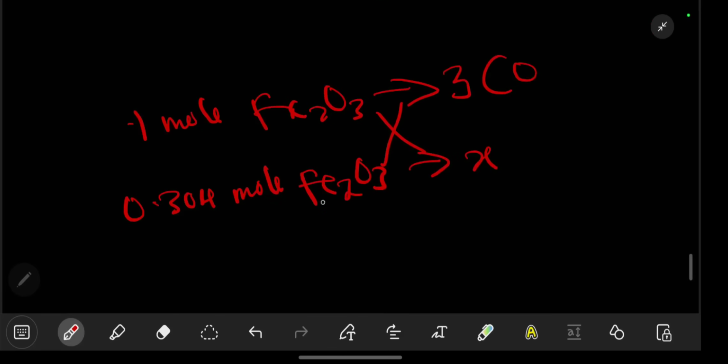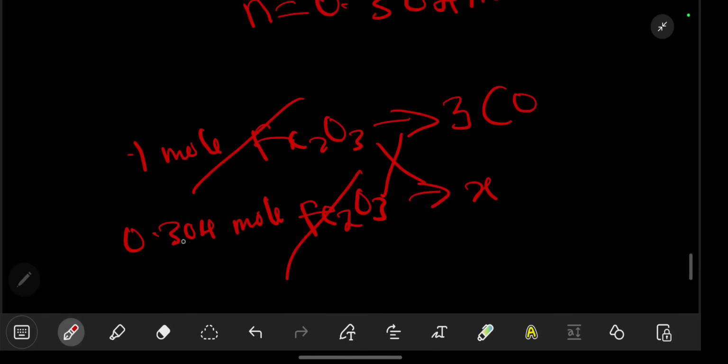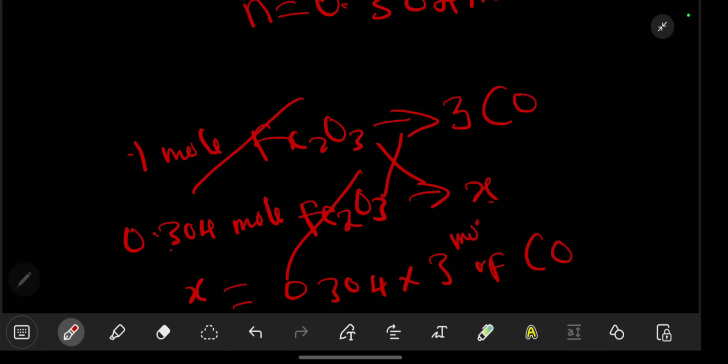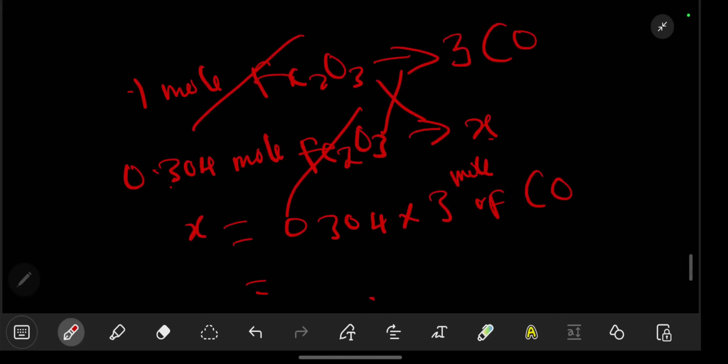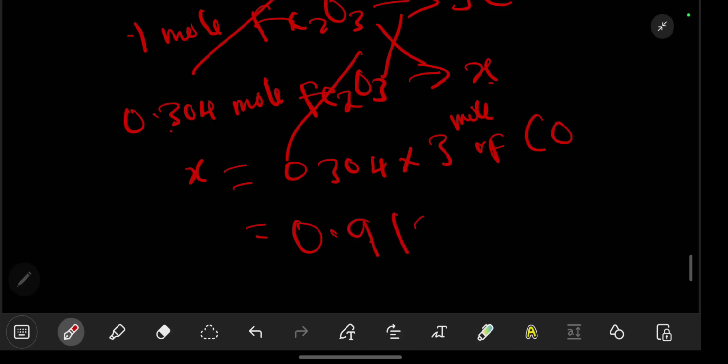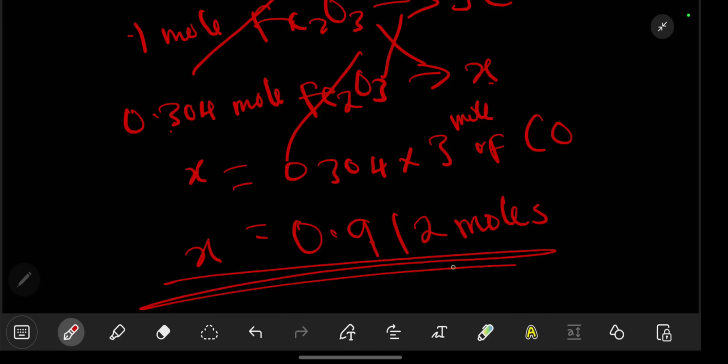So we cross multiply. This and this cancel to give us 3 times this. So x times 1, it will be x, should be equal to 0.304 times the 3 moles of carbon monoxide. When we multiply 0.304 times 3, this is going to give us a value of 0.912 moles as the required answer of carbon monoxide.